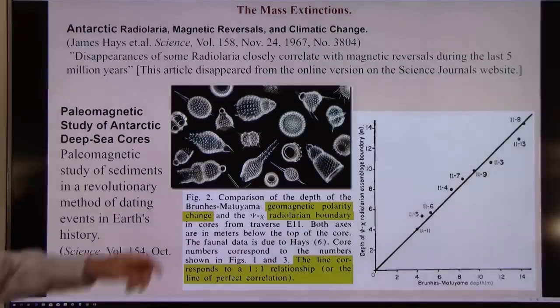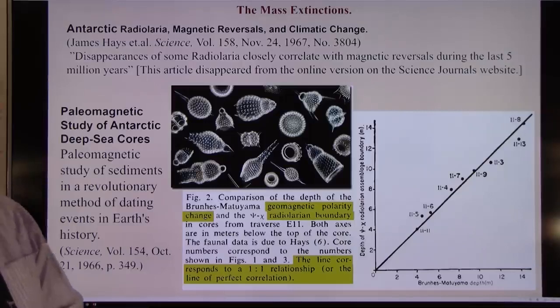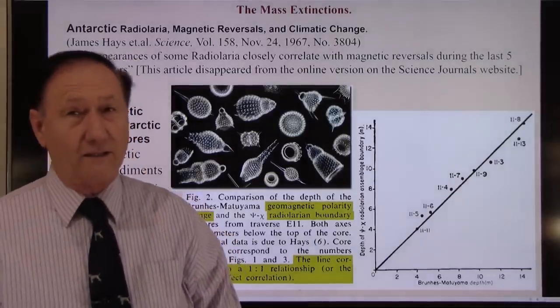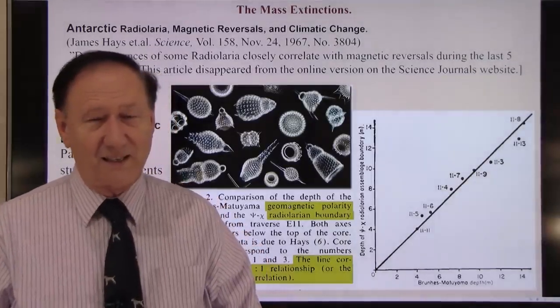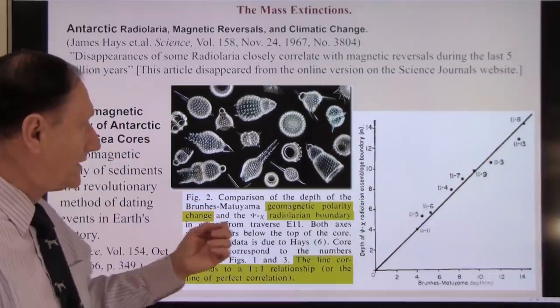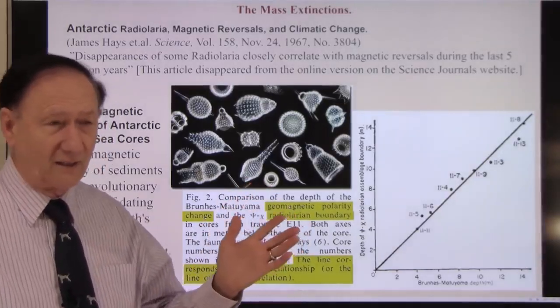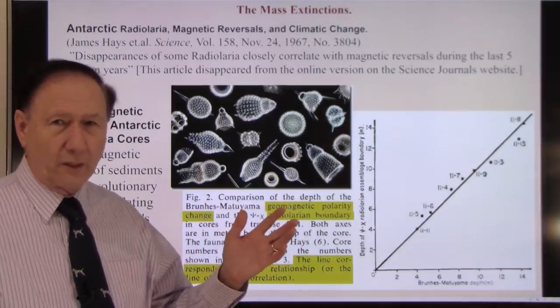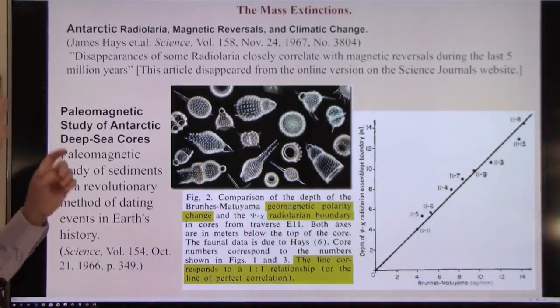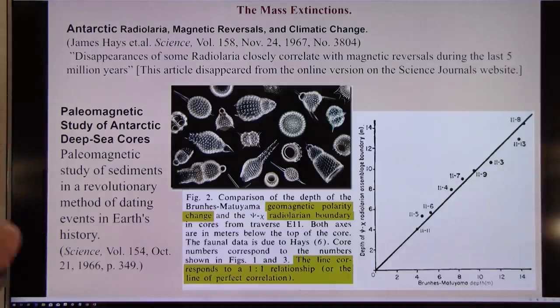Antarctic radiolaria, that's these little guys. Magnetic reversals and climate change. I have the article. Fortunately, like I told you, I Xeroxed a lot of journal articles in the 60s and 70s and 80s. Thank God I did. This one disappeared from the journal Science. And I think it's just an accident because they're missing like about 30 or 40 pages. But: disappearance of some radiolaria closely related with the magnetic reversals during the last 5 million years.